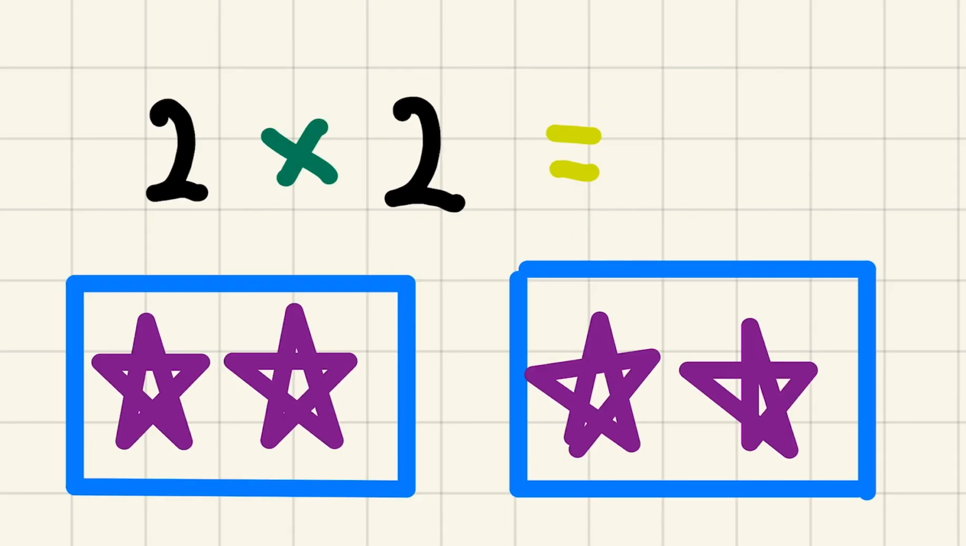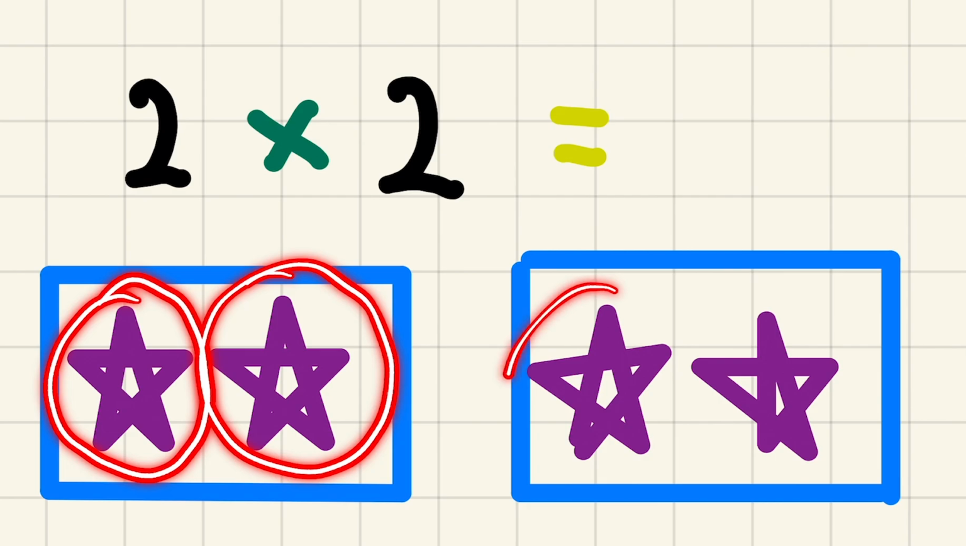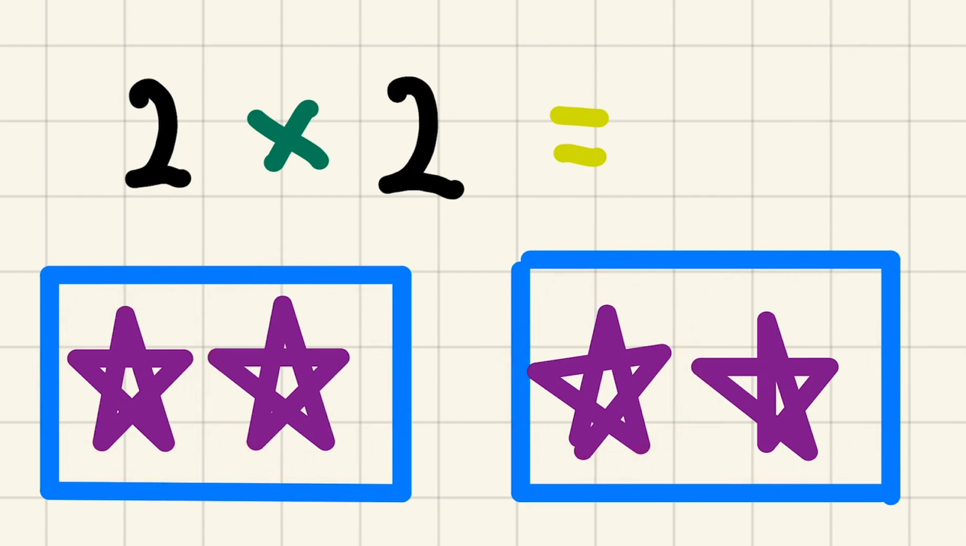How many stars will we have? Let's count together. 1, 2, 3, 4. We have 4 stars in total, and the answer of 2 times 2 is 4.